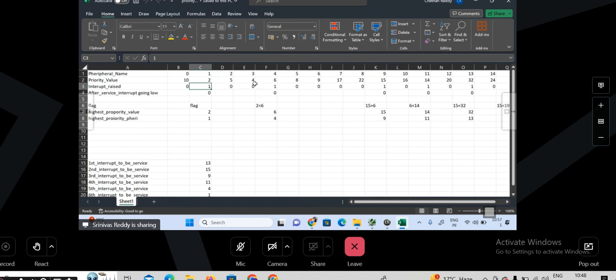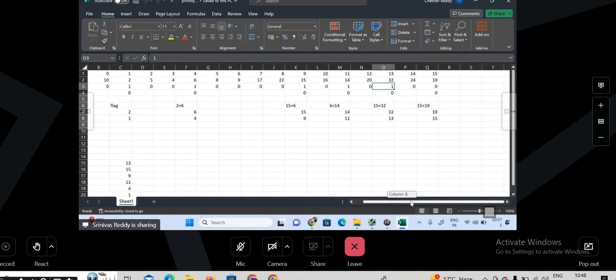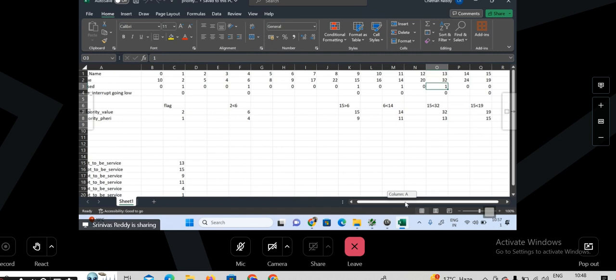Second interrupt of the service is 15. Next one? 9, whose value is 15. Next one is 11. 11 is 14. Correct? Next one is 4. Correct? Next is 1. First, which interrupt do I need to service? Interrupt names are 13, 15, 9, 11, 4 and 1. Do you understand?